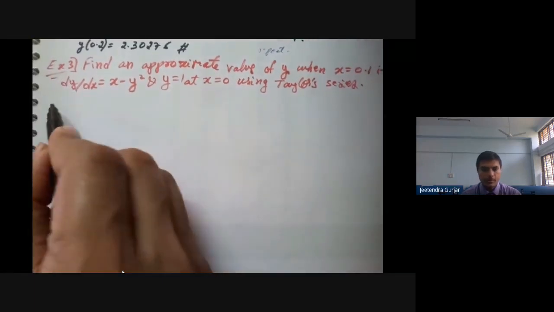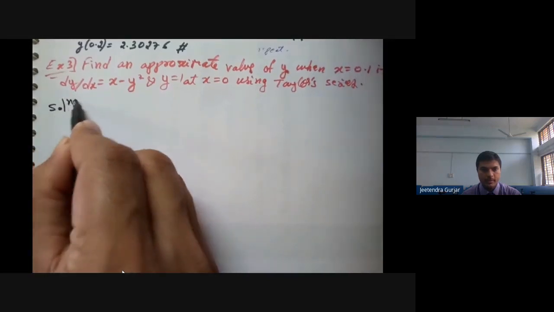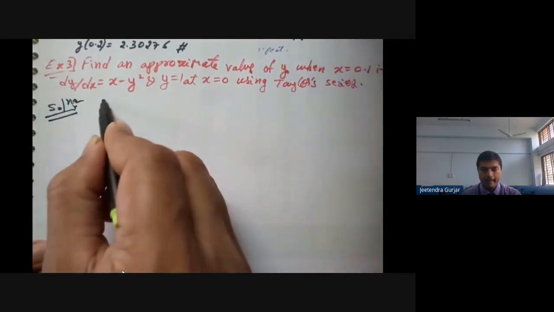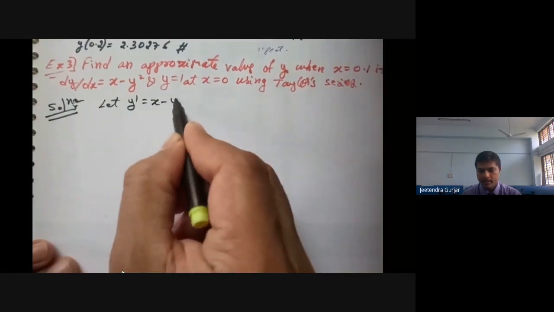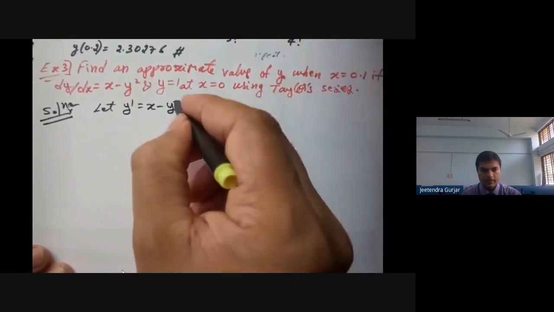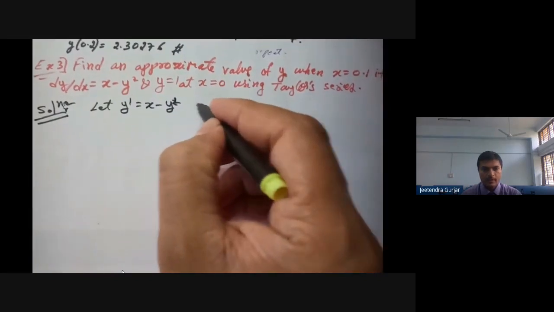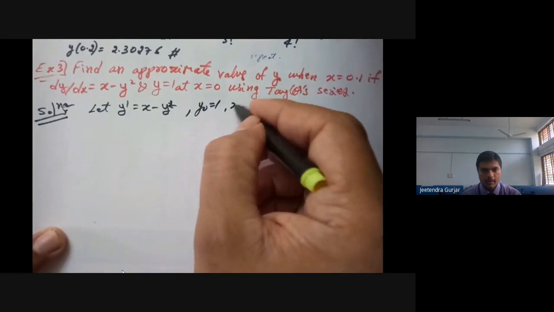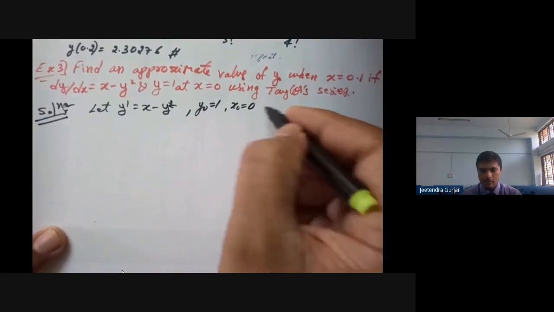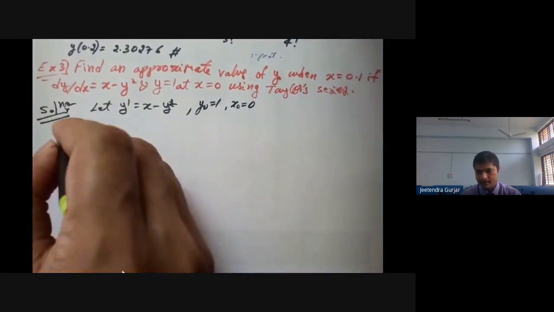So before I have to simplify and complete it, you should finish it fast now. We'll go with the solution now. Let y dash is equal to x minus y square. So this is given. Then what else is given here? Already they have given y naught is equal to 1 and x naught is equal to 0.